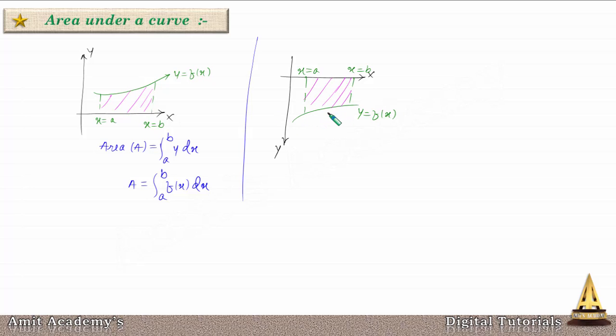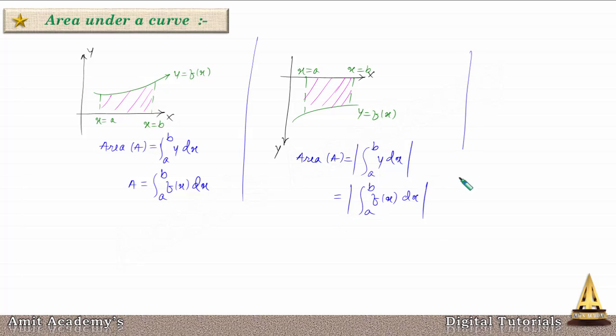Now students, just keep in your mind that the area below the x-axis is negative, but area is never negative. So for finding this area, the formula will be area A is equal to the modulus of the integration from a to b of y dx. Y means f of x, so here it is f of x dx. By using this formula, even if the answer is negative, when we take out that answer outside this mod sign, it becomes positive. So area will become positive.